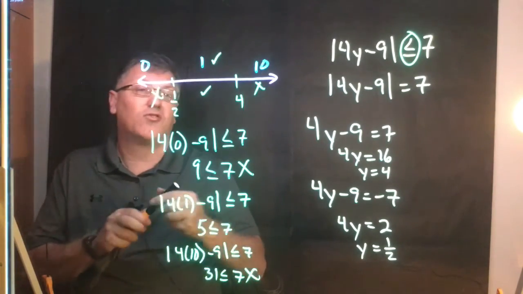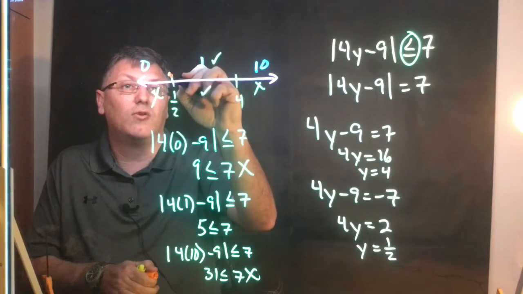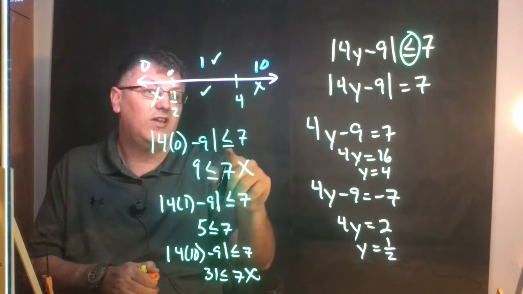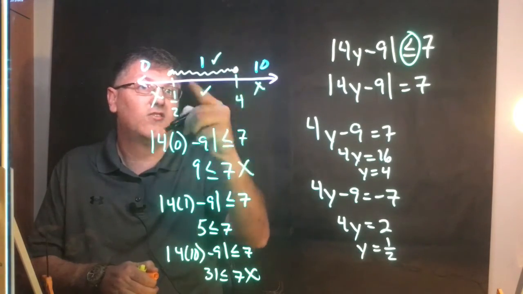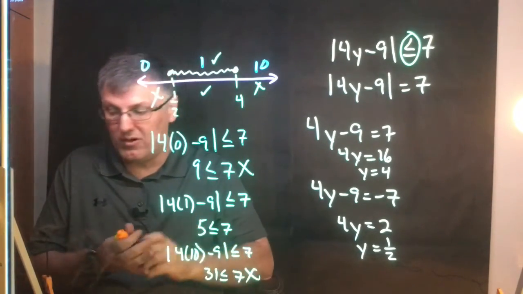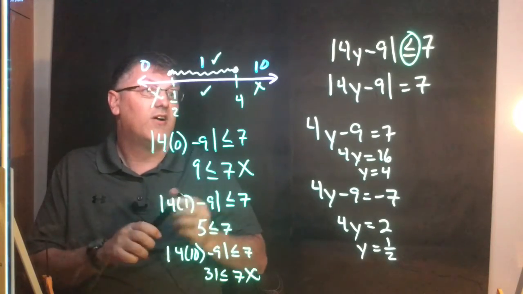So my actual solution is to include the 1/2 because of the equal to sign all the way up to 4. Now this is how you got away with writing it in algebra, but we are now in algebra 2.